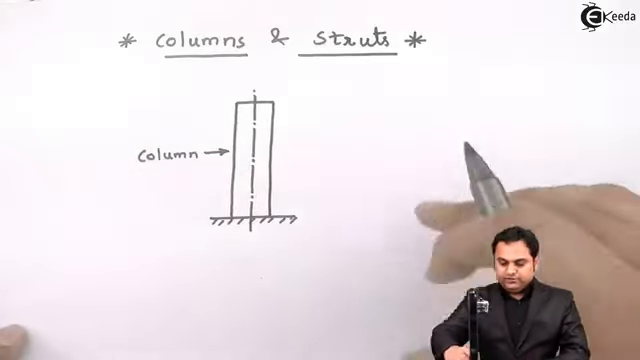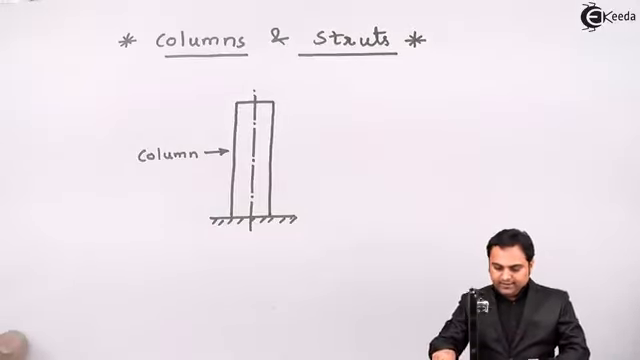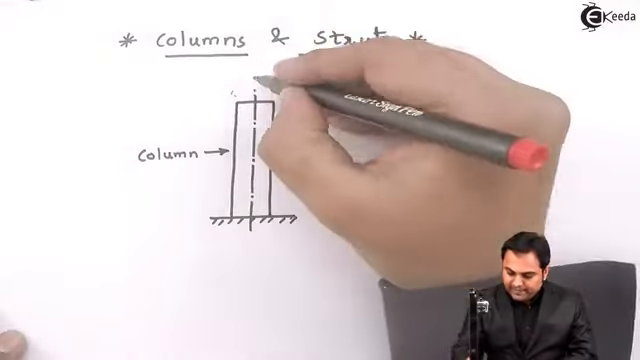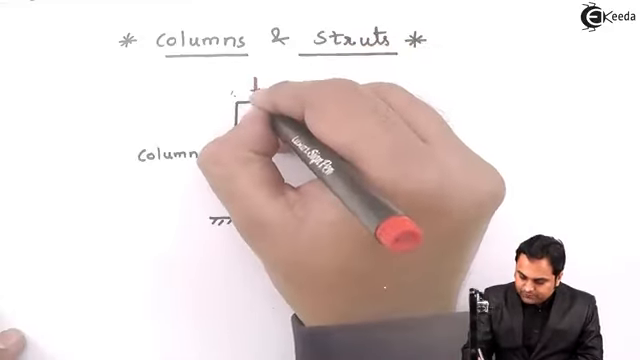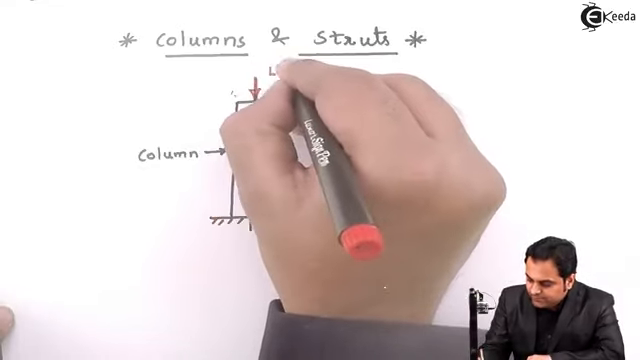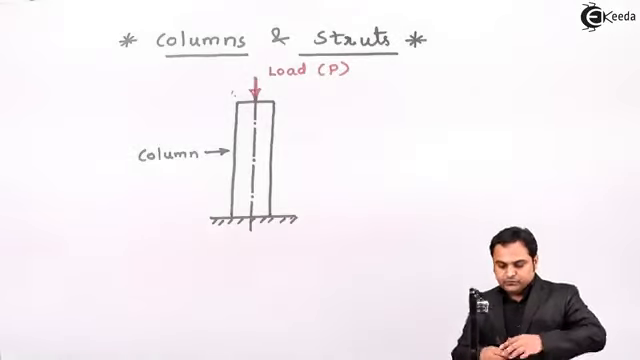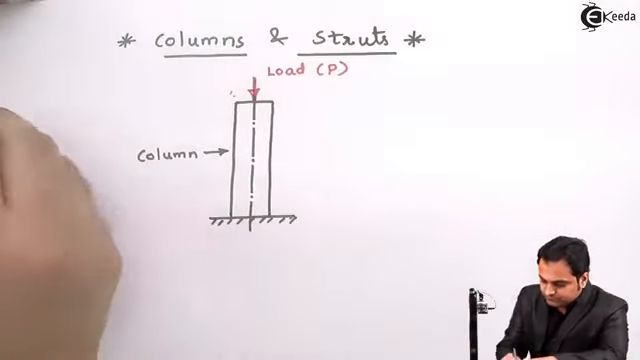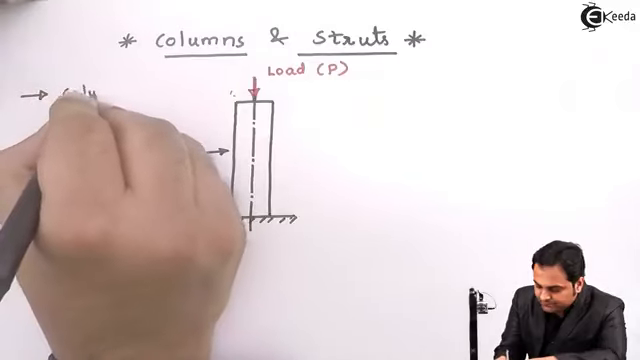Now here I have drawn a diagram of a column. It is a vertical member and the load will be acting on this column. I'll say that this load is denoted as P. Here I'll write the definition.